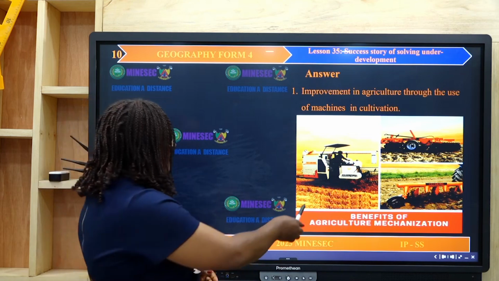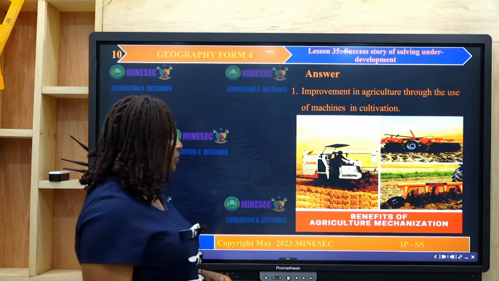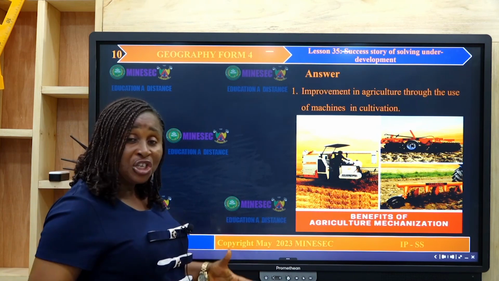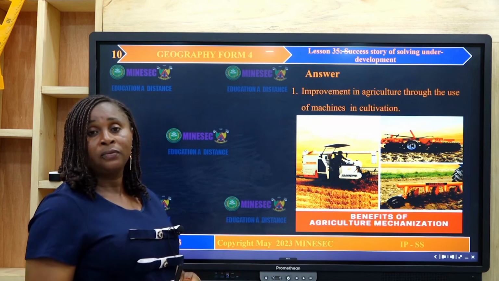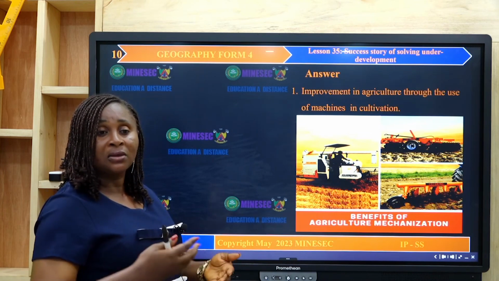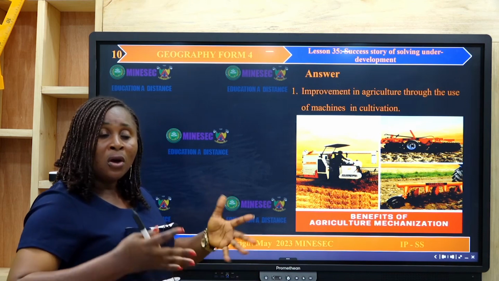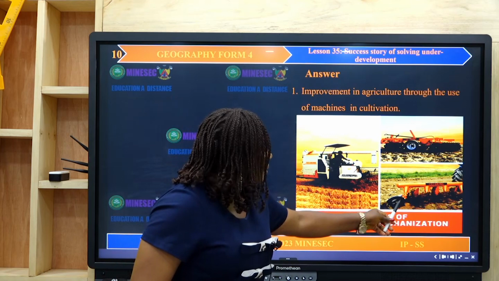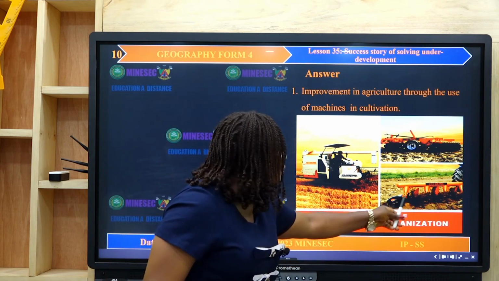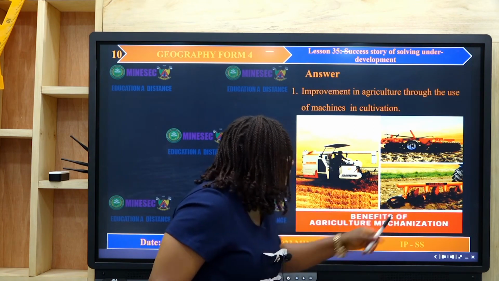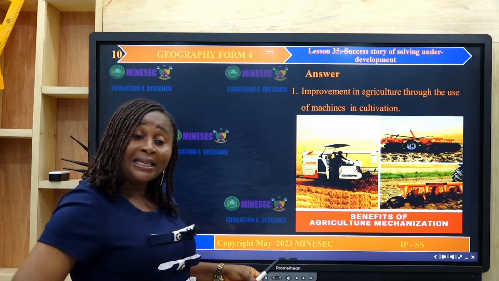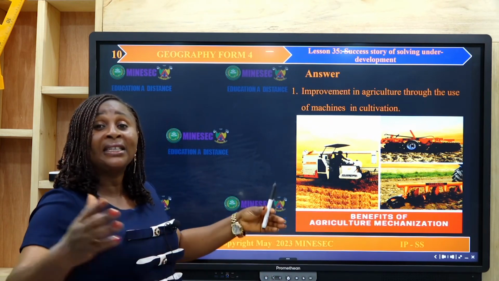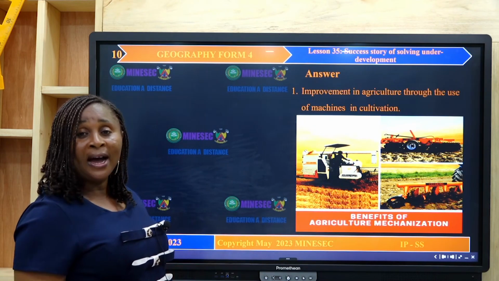Look at what is happening here. This is a combined harvester. A combined harvester is a kind of machine that harvests, removes the grains from its stalk, winnows, and stacks in one operation. Here, you see shovels to tell you that it is a tractor that is tilling the soil. And using machines to till the soil, you can till hectares of land in just 4 hours.